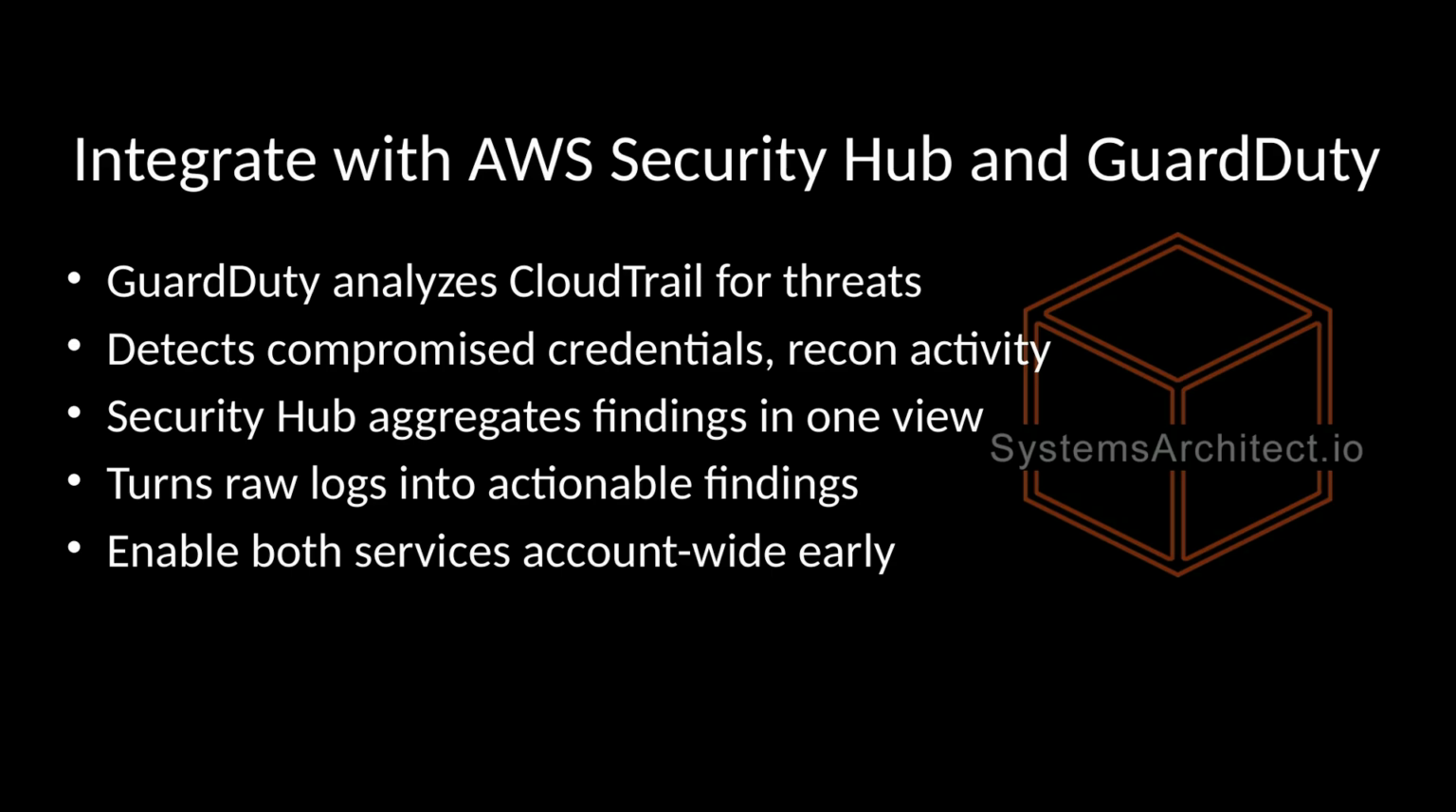AWS Security Hub then aggregates those findings into one prioritized dashboard your team can triage. Enable both services account-wide from the start, since detection value compounds over time.